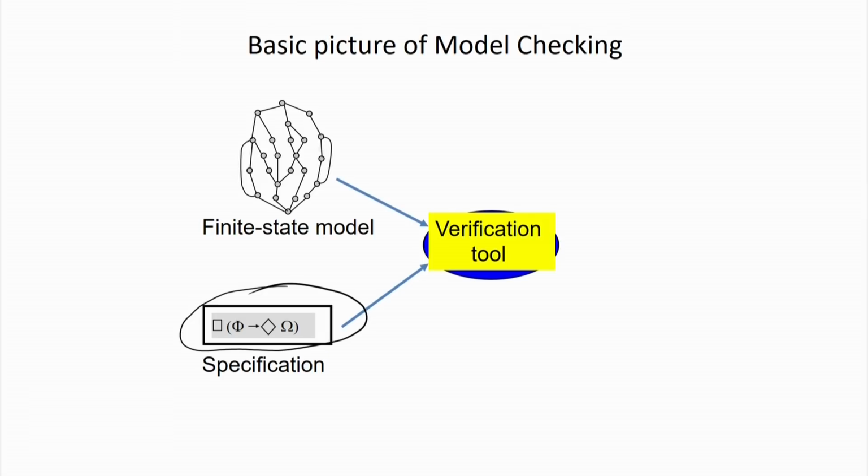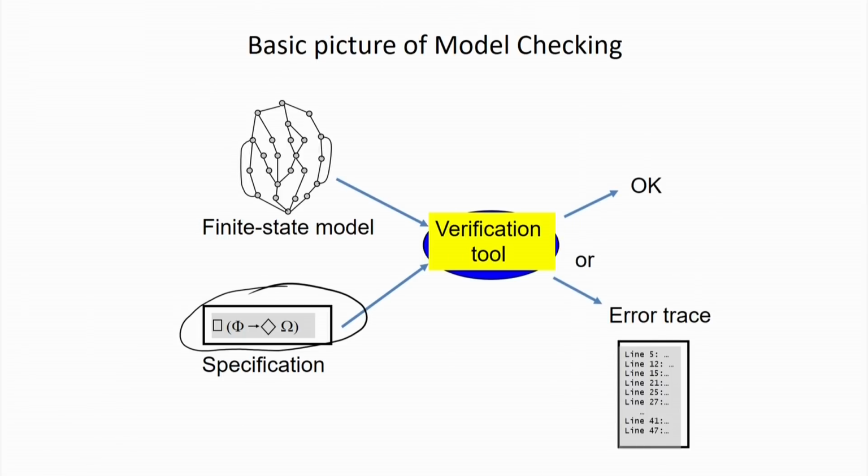So, this finite state model and specification will be given to the verification tool, and in this course we are going to look at model checking as a verification tool. Once we give this particular specification and finite state model to the verification tool, then the verification tool will give us a result as OK if the property holds in this particular model. So, this is one way you can look into it.